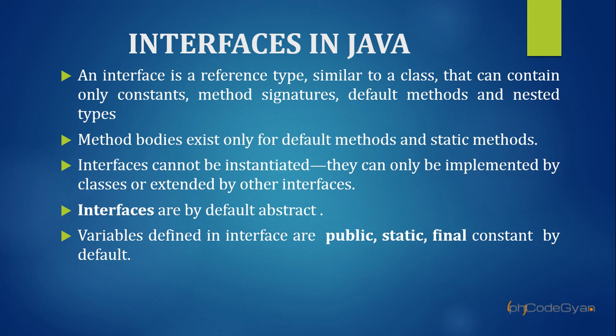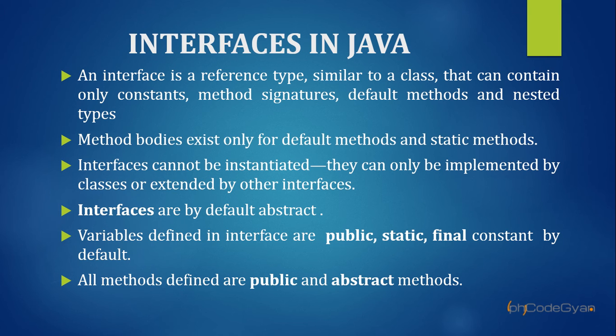Variables defined in interfaces are public, static, final, constant by default. You need not define it explicitly. They are by default public, static, and final. All methods defined are public and abstract methods. Interface methods must not be static. So this is all about interfaces.